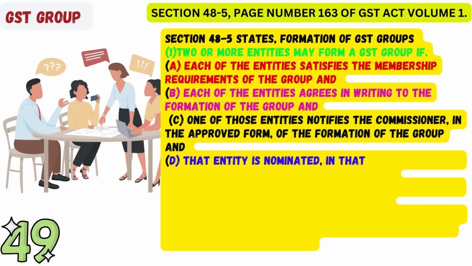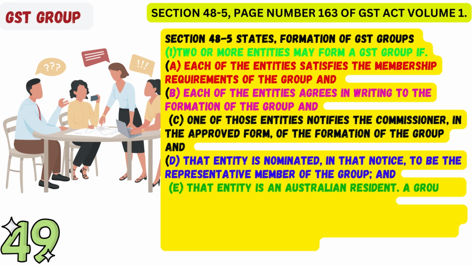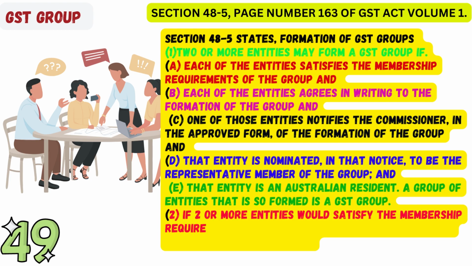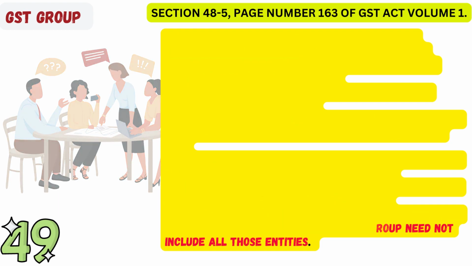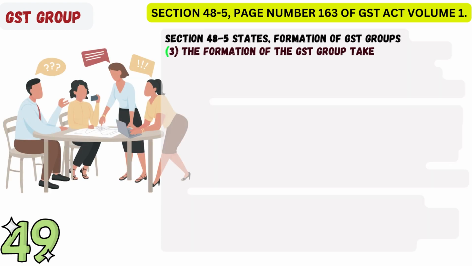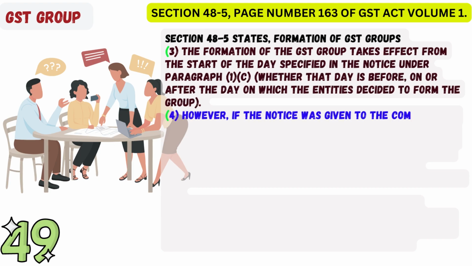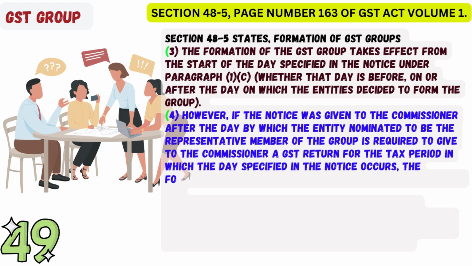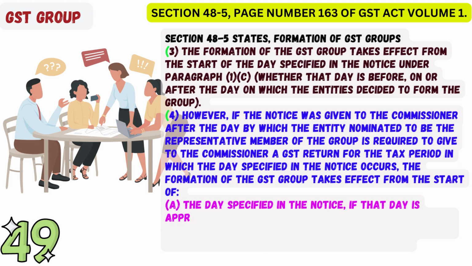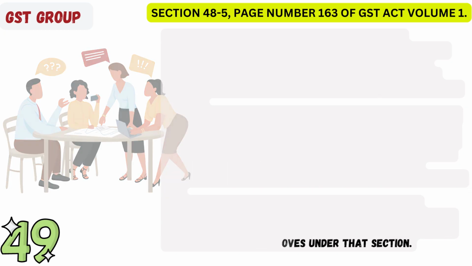4. However, if the notice was given to the Commissioner after the day by which the entity nominated to be the representative member of the group is required to give to the Commissioner a GST return for the tax period in which the day specified in the notice occurs, the formation of the GST group takes effect from the start of a. the day specified in the notice, if that day is approved by the Commissioner under section 48-71, and b. if paragraph a. does not apply, such other day as the Commissioner approves under that section.